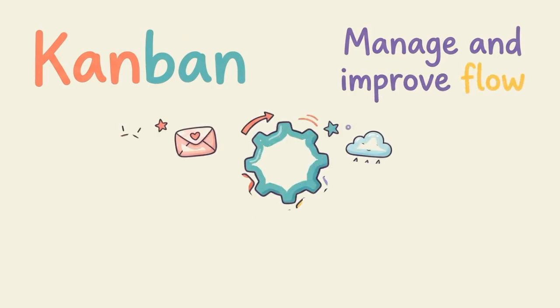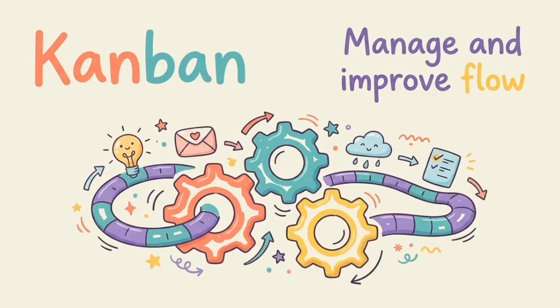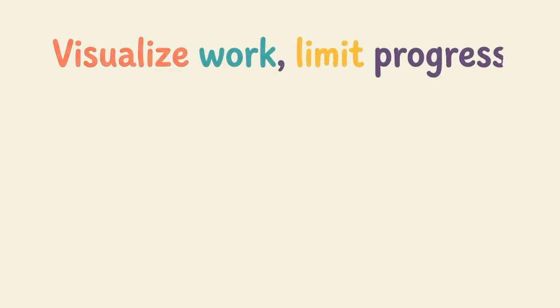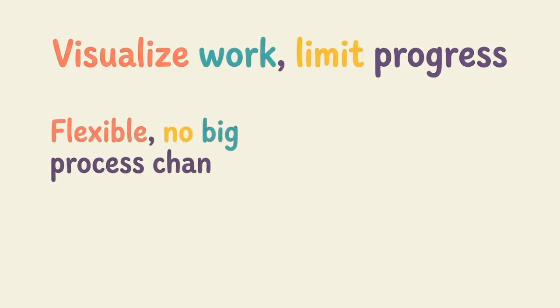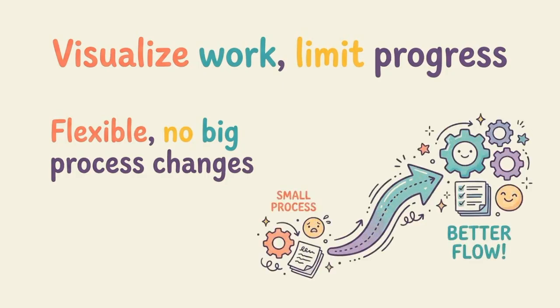Instead of focusing on plans and deadlines, Kanban focuses on how work moves through a system. It helps teams visualize their work, limit how much is in progress, and continuously improve how work gets done. Kanban is flexible. It does not require new rules, fixed iterations, or big process changes. You can start with what you already do and evolve from there.